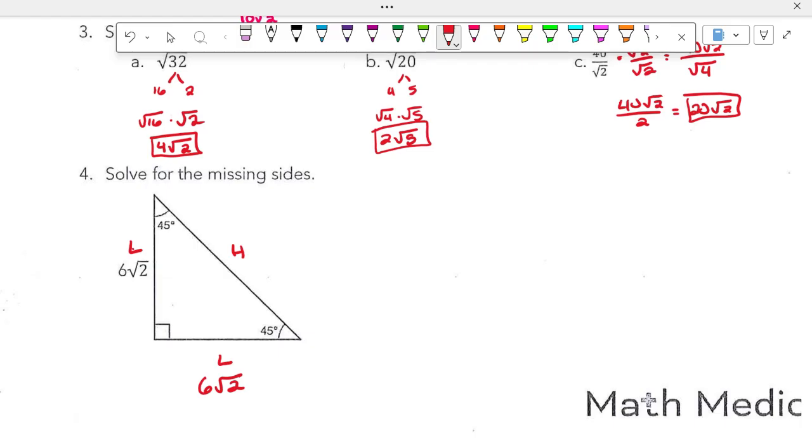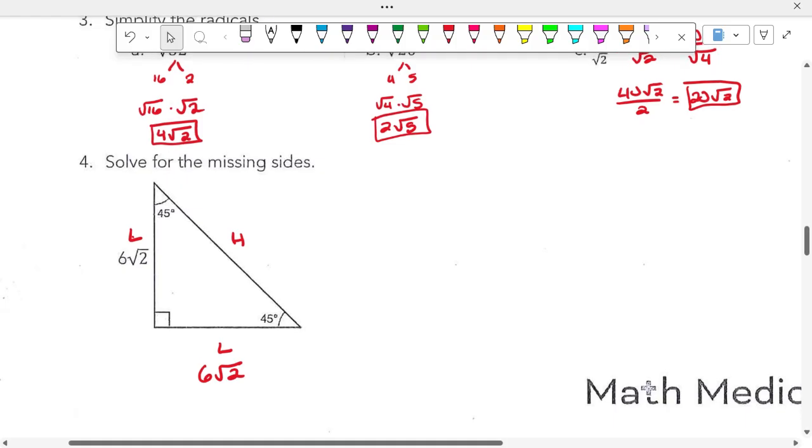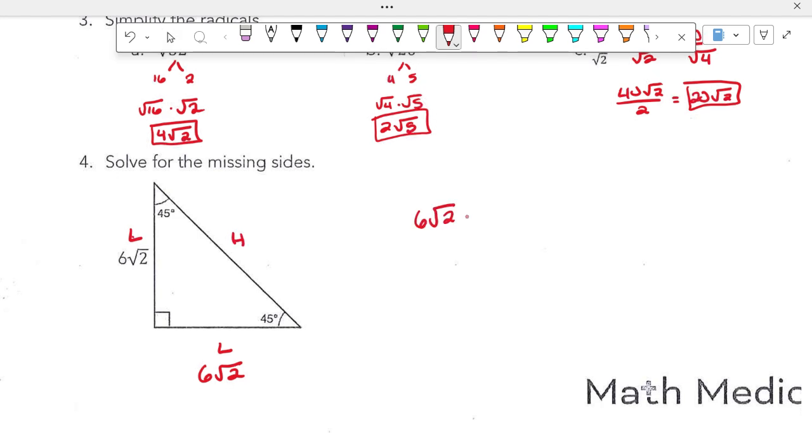All right. How do I find the hypotenuse? If I go from leg to hypotenuse, what do I do? You multiply by the square root of 2. So I'm going to do 6 square root of 2 times the square root of 2. So again, we multiply outside by outside, inside by inside. We talked about this in the last unit. So this will be 6 square root of 4. What's the square root of 4? So I got 6 times 2, which is 12. So the hypotenuse is 12.